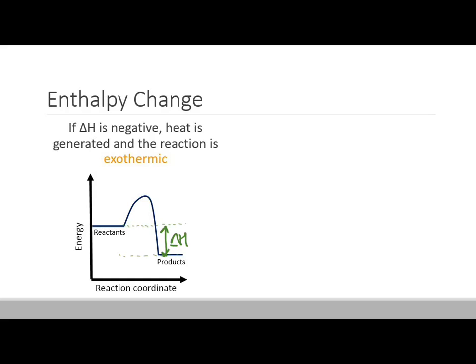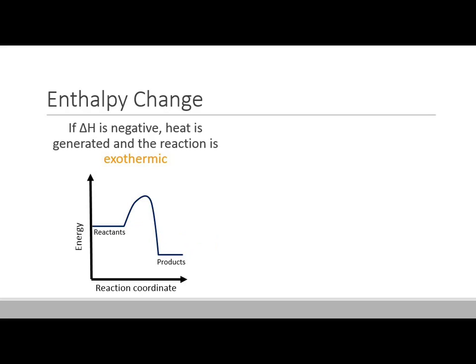Let's try that again. In this case, we're going to say that delta H is actually negative, because we're dropping down. We're going from up here at the reactants down to where the products are. So that would be a negative delta H. We're going to say that that's an exothermic reaction. Heat is being generated by the reaction.